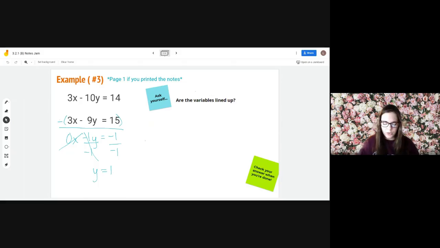All right, we are so close to being done. However, we still need to plug in that y to get our x value. Let's choose the top equation this time. So I have 3x minus 10y equals 14. And what I'm going to do, remember, I'm going to take that 1, and everywhere we see a y, I can now put 1 in its place. So I'm going to put 3x minus 10, parentheses 1, equals 14. And now we have our multi-step equation. So here we go. We're going to multiply when we see those parentheses, and then we get 3x minus 10 equals 14.